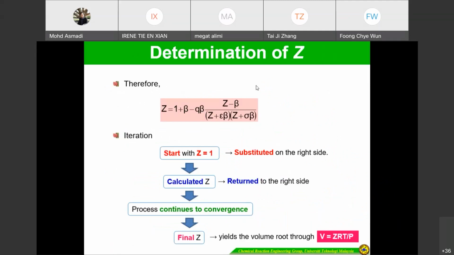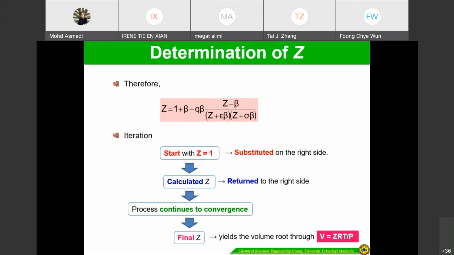Okay, how to start your iteration process to determine this Z. So meaning that if you want to do iteration, Z i+1 equal to this one is going to be Zi, and this one Zi, this one also Zi. Okay, we start with Z equal to 1 lah. Okay, that one is for the gas. For the liquid, the assumption for the Z value is going to be different. It's not equal to 1. Okay, it's going to be equal to beta.